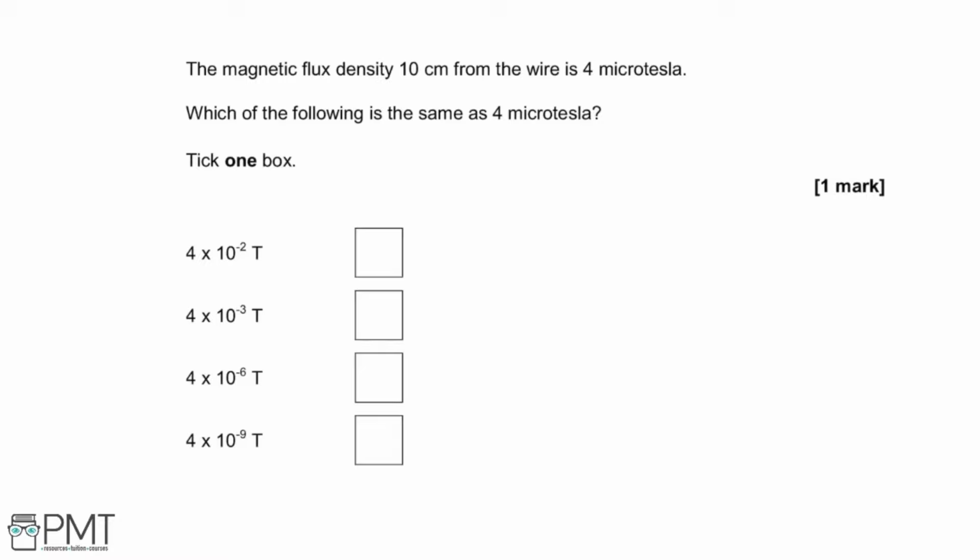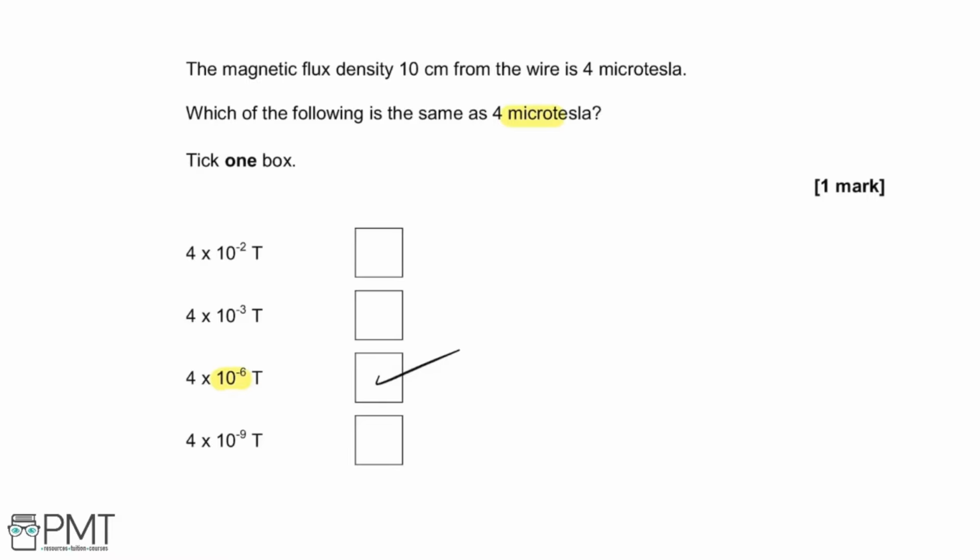For this, you're going to need to know your prefixes for your units. First of all, we've got micro. We need to remember what micro is. This is something that you just need to know, and I'll tell you how to remember it in a minute, but micro always means 10 to the minus 6. So if you've got 4 microtesla, then that's the same as 4 times 10 to the minus 6 Tesla.